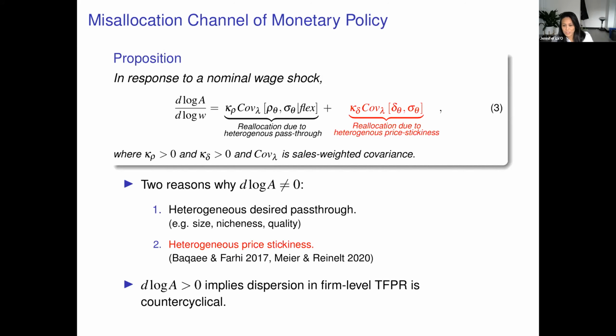Yeah. Okay. And then I don't know if we have a ton of evidence on the firm level thing. Whereas the pass-through, exactly. So for the quantitative results, I just shut this channel down, and all the quantitative results I showed you assumed a homogeneous Calvo, and everything was coming from the desired pass-through. Perfect. Thanks.